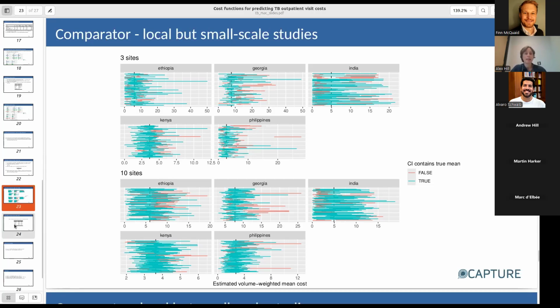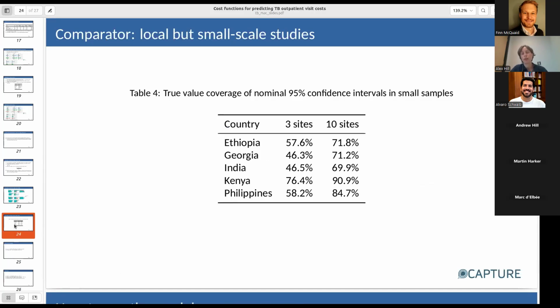And just to quantify this issue with coverage of the true mean. So the problem with small samples is obviously not only that the mean estimate is high variance, but nominal 95% confidence intervals are very poorly calibrated in small samples. And this is a standard issue in statistics. And in this case, in the data set, you can see that when you're using 3 site samples, you have very poor coverage of the true value. So this is supposed to be 95% confidence intervals, but actually the true value is only in there around half of the time in most countries.